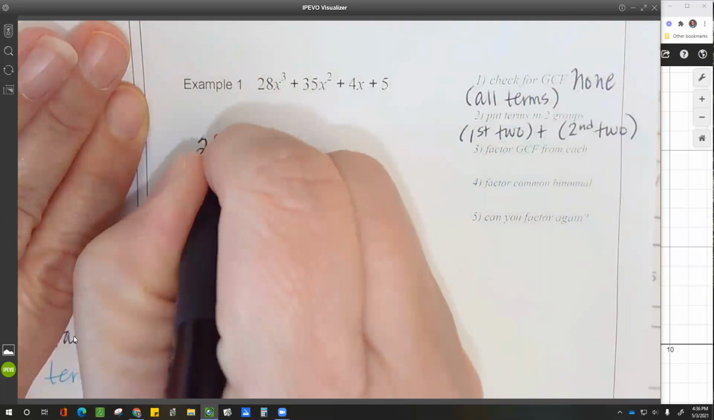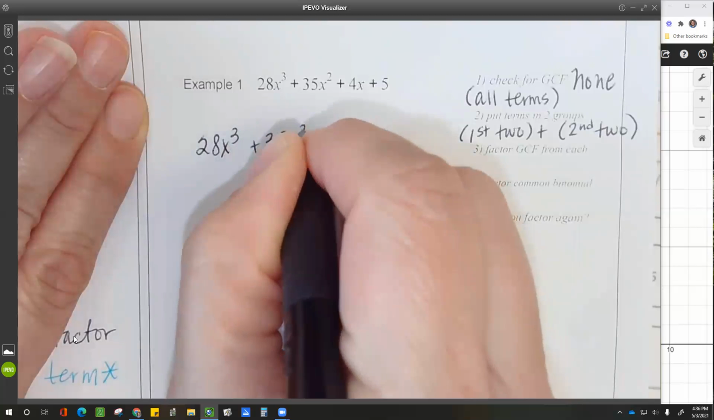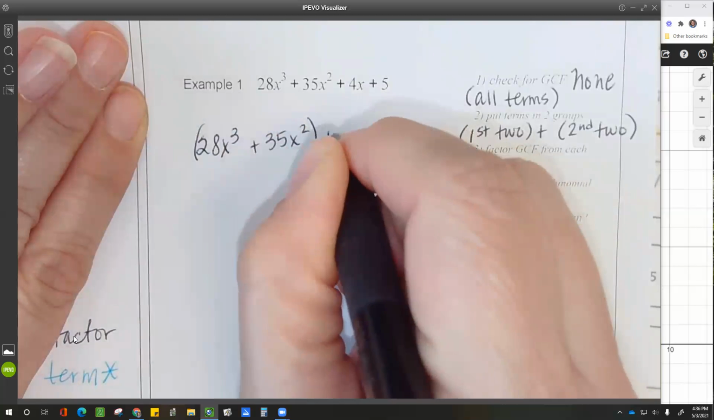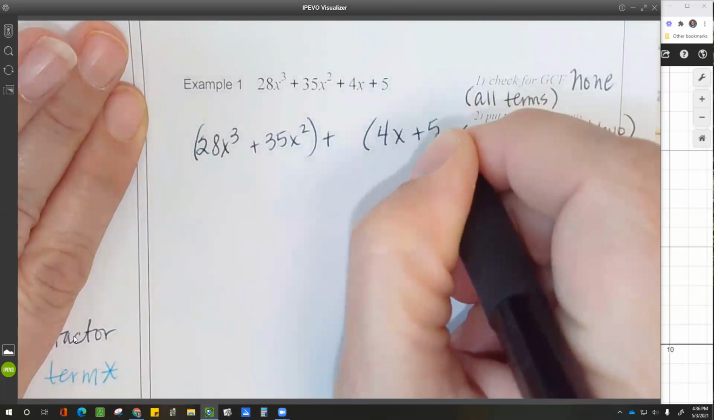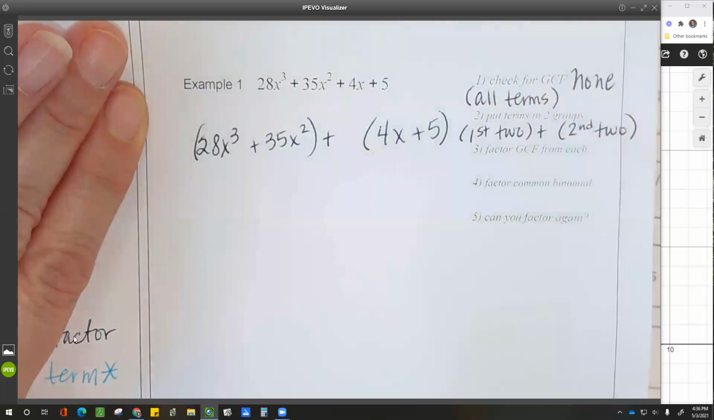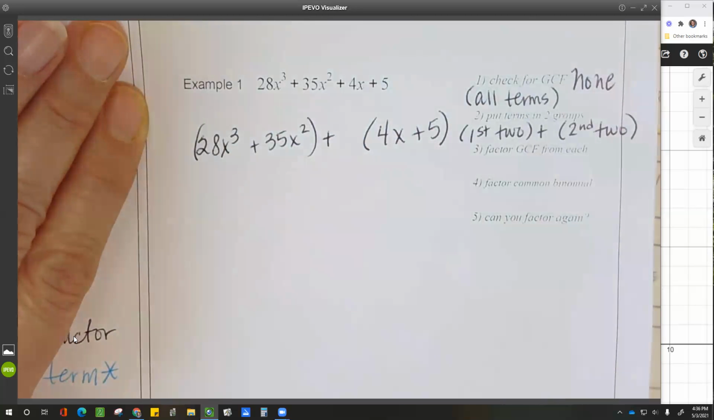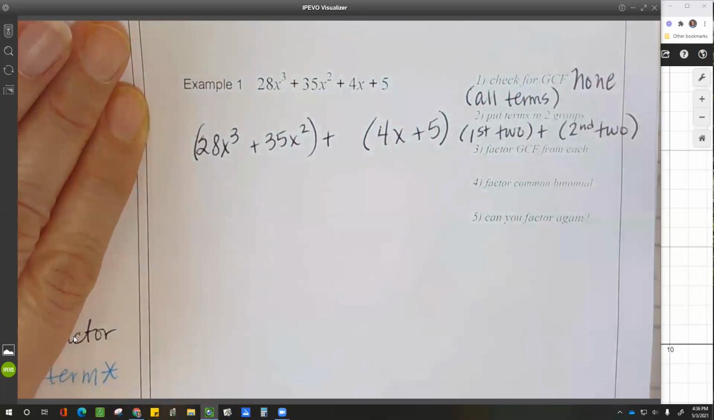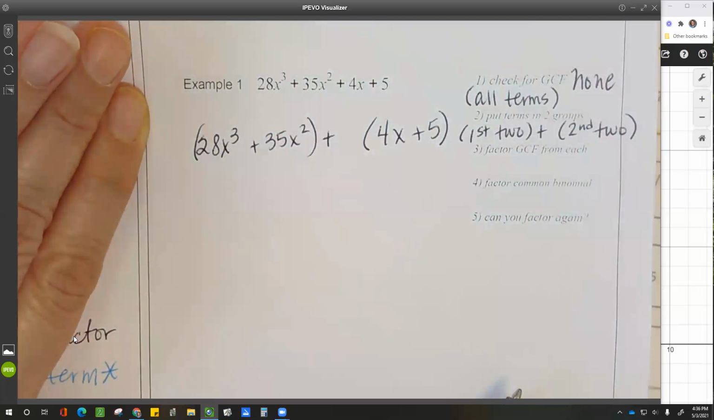So 28x to the third plus 35x squared plus second two, 4x plus 5. I left a little bit of extra space here so that when I go through all of my steps, I don't have to completely rewrite the polynomial every time. You always add your groups. That's important.